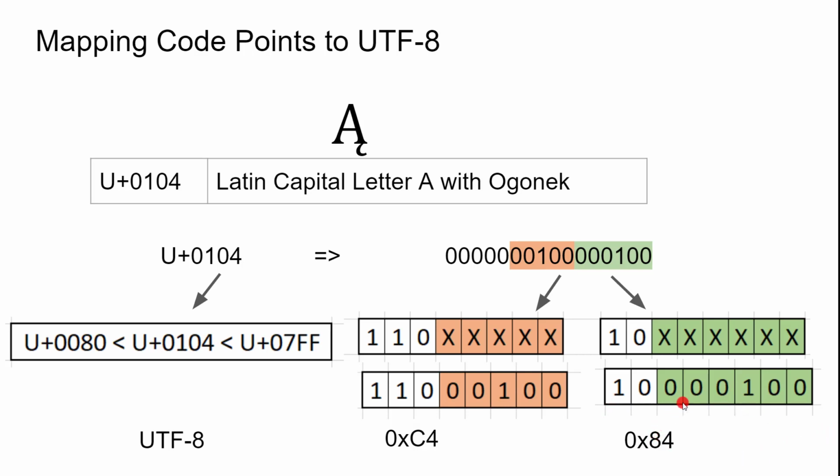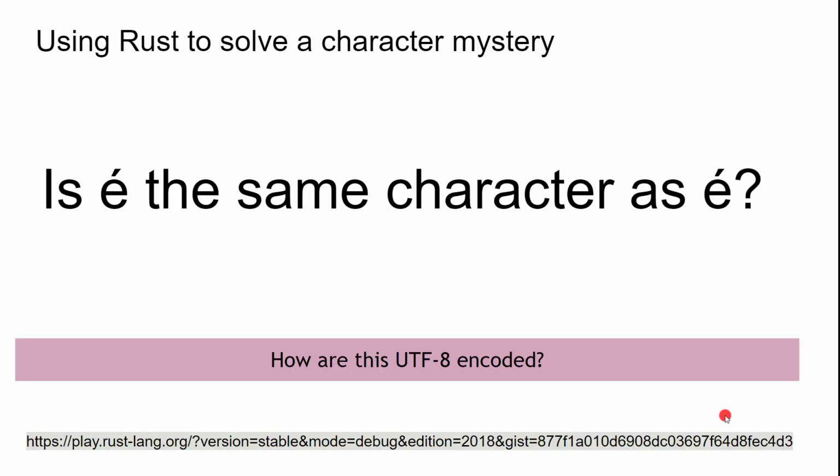This is how Rust converts that code point 0104 to a UTF-8 value of C484. We've taken one character and converted it to UTF-8, but are all characters that look the same actually the same? This mystery is highlighted by the next slide. Rust is going to help us solve this character mystery. Is this E with an accent the same Unicode character as this E with an accent?